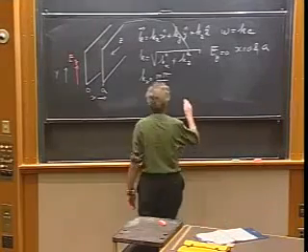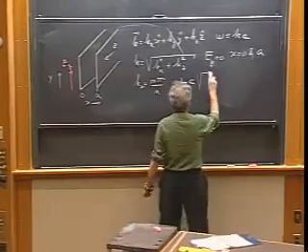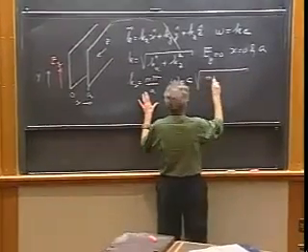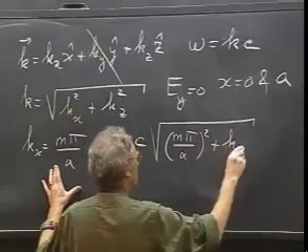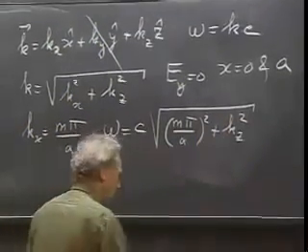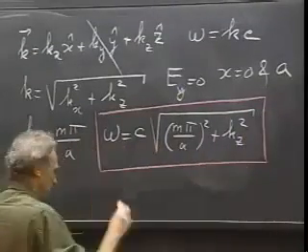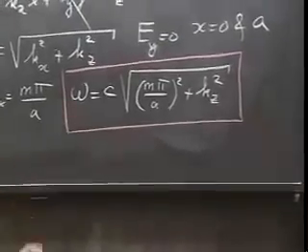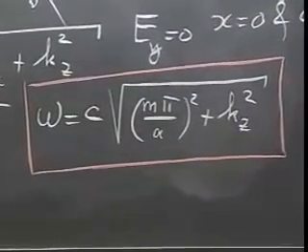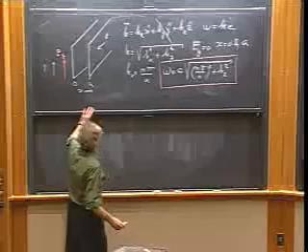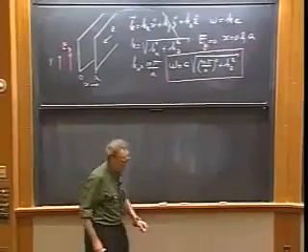And so omega will then be c times k, so is c times the square root of m pi over a squared plus k of z squared. And this is what we call the dispersion relationship. This equation is responsible for a bizarre behavior. And the bizarre behavior can best be shown in a diagram which we call the omega kz diagram.